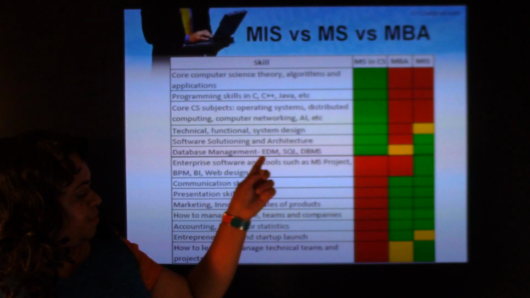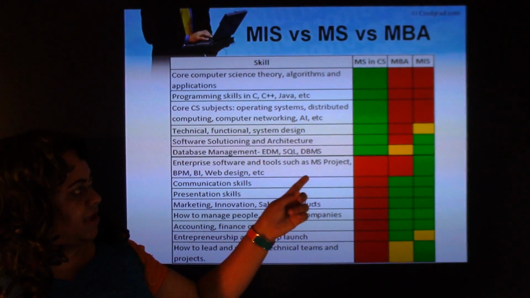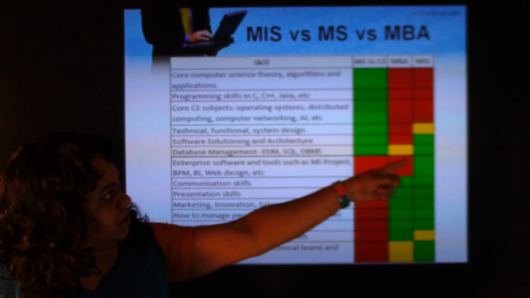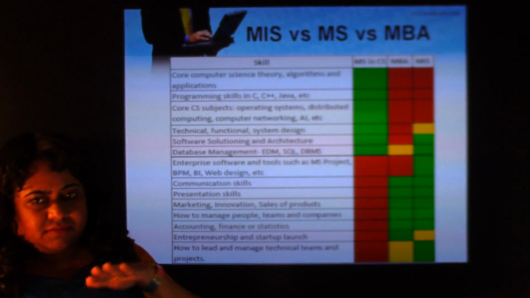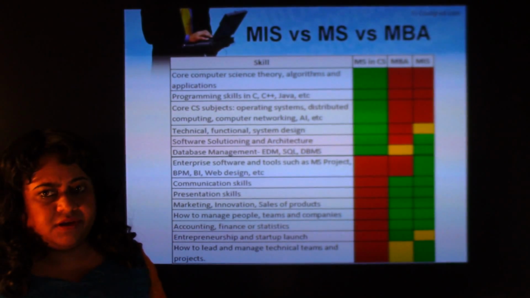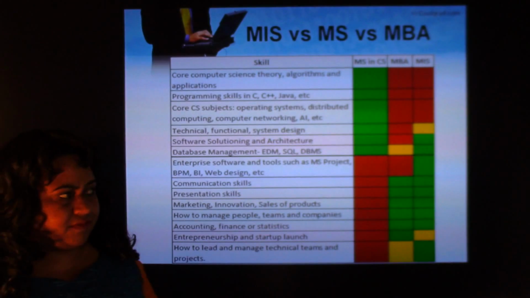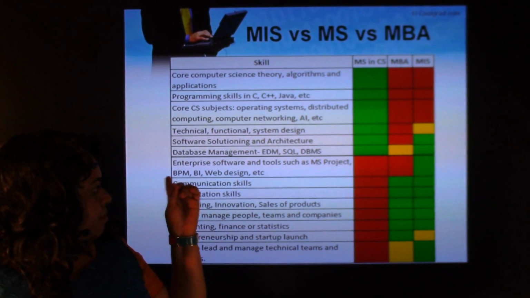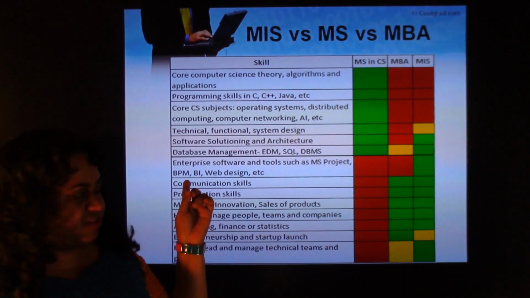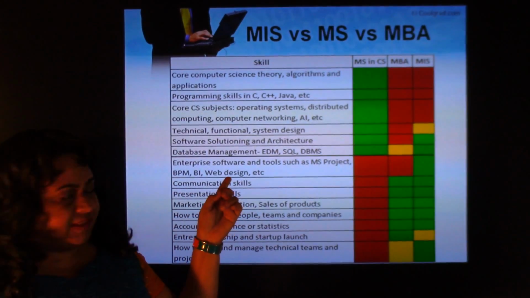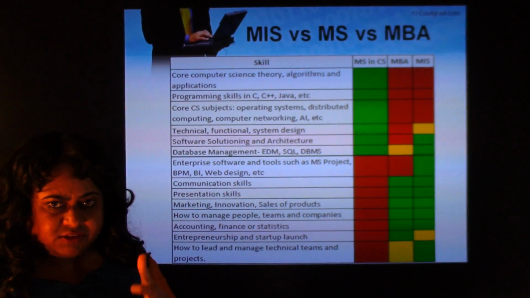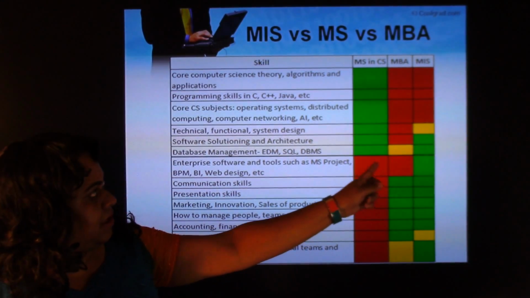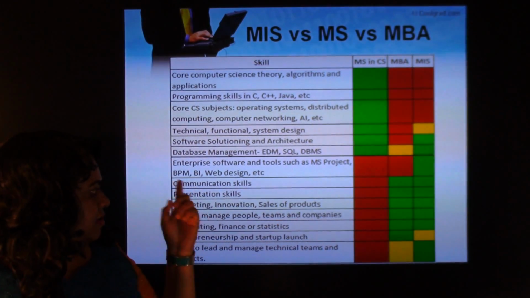Database management, enterprise data management, SQL, DBMS, database management systems, then you should do MS in computer science or MIS. But in MBA, sometimes they teach you some degree of it, but it's not like a mandatory course. Enterprise software and tools such as MS Project, BPM, BI, business intelligence, web design. You want to learn these, like enterprise specific software IT tools, then you should probably do MIS and not MS in computer science or MBA.